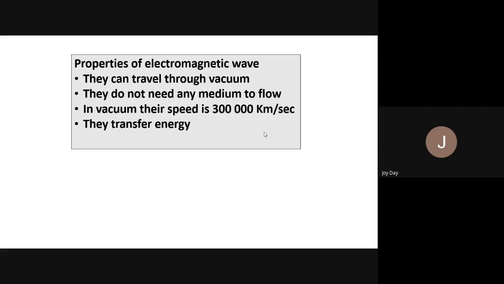Now let me finish this slide. I don't need much time, 1 or 2 minutes maximum. The properties of electromagnetic waves we are discussing. The property now we are discussing is that it can transfer energy. From our wave chapter, we have learned that every kind of wave can transfer energy. Electromagnetic wave is also a type of wave. It also carries energy. Which type of energy does it carry? It carries electromagnetic energy.